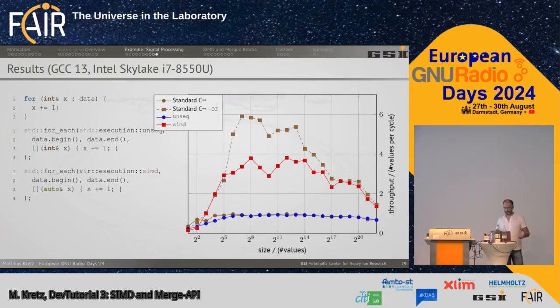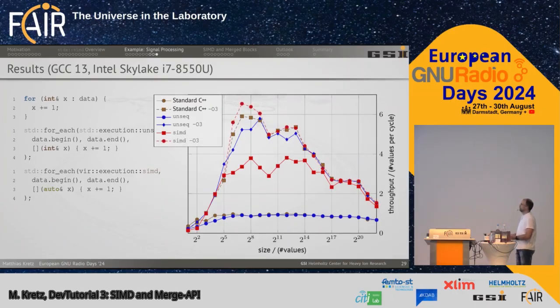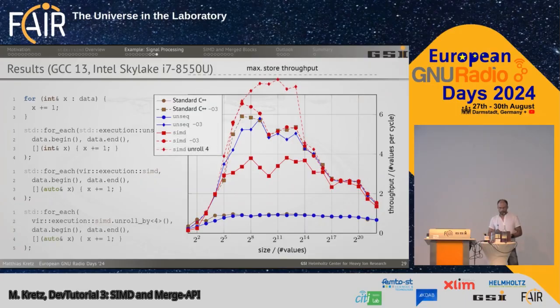Now, if I take the standard for loop and put an O3 there, please vectorize this for me. Okay, that's nice. For unseq, it also gets better. Why is unseq slower than the normal for loop? This is just embarrassing. And then with the SIMD execution policy, it's still a bit faster. So the O3 did something more than just vectorize. It did something that also helped the SIMD execution policy. It's probably doing unrolling. But I can say unroll by myself.